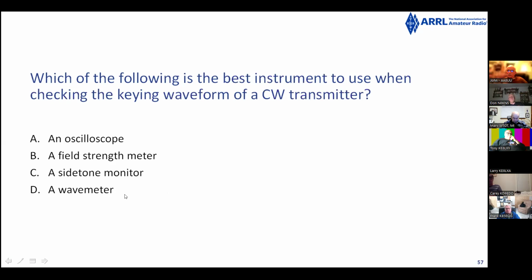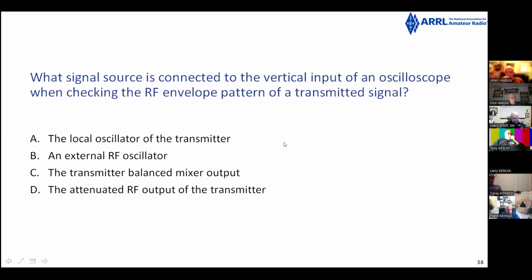Which of the following is the best instrument to use when checking the keying waveform of a CW transmitter? An oscilloscope, a field strength meter, a side tone monitor, a wave meter. Well, the answer has to be A. The other ones make no sense. Yeah, they were talking about that. I guess I read through that pretty fast, and you'd have to really want to do it.